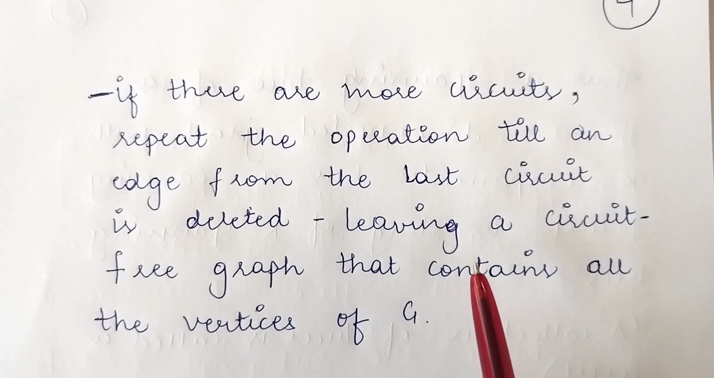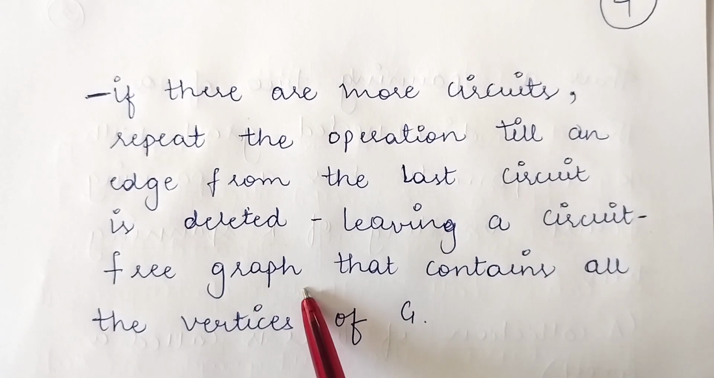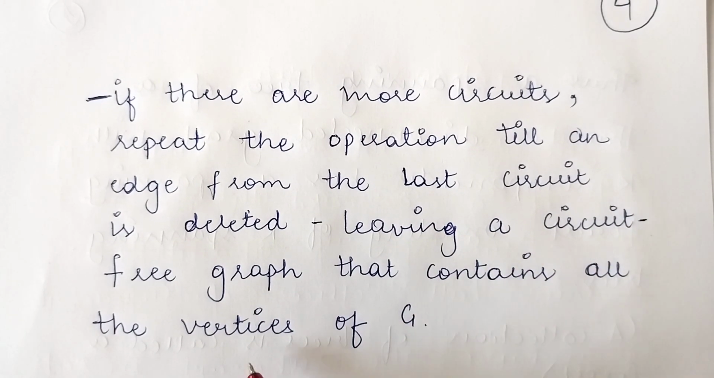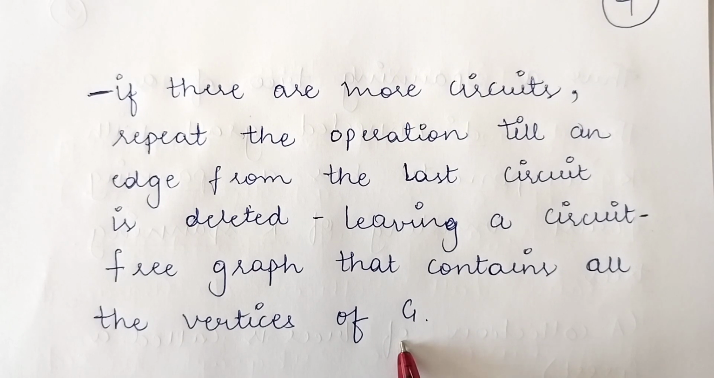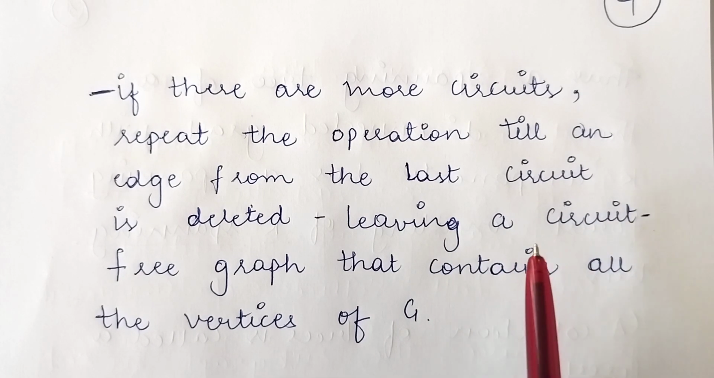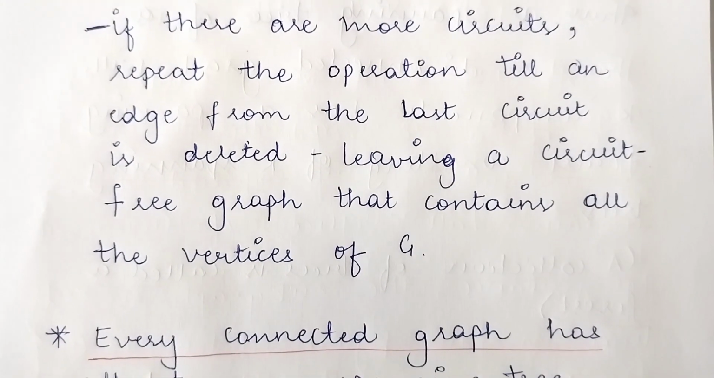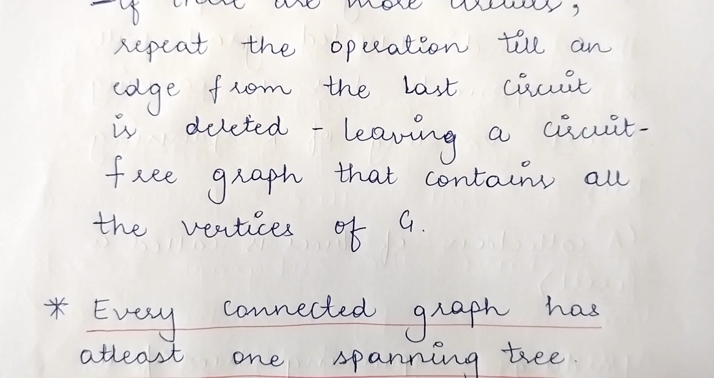Till you have a last circuit in the graph, you have to keep removing these edges, and this will leave a circuit free graph that contains all the vertices of the graph G. So basically edges are being removed to remove the circuit, but still you have the vertices, of course. So it will give you a circuit free connected graph that will contain all the vertices of the G, and hence you found your spanning tree.